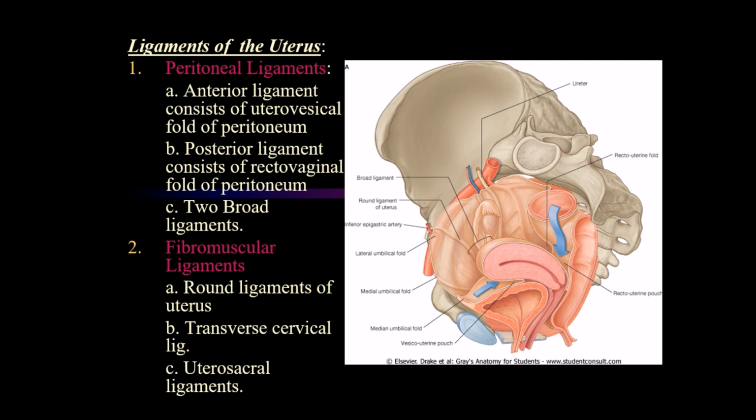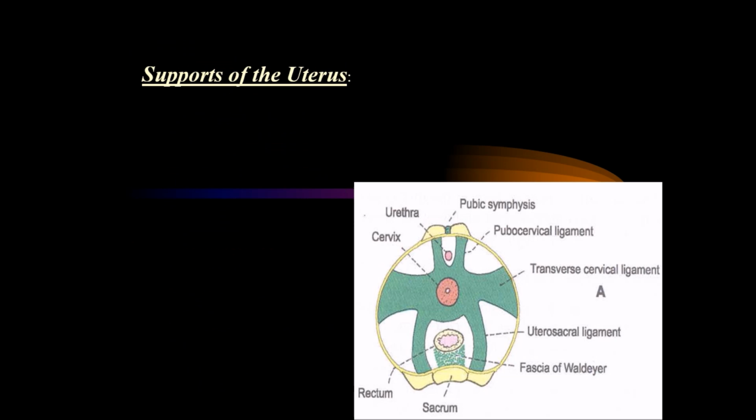So there are two types of ligaments, peritoneal ligaments as well as fibromuscular ligaments. Among these, the ligaments will be helping in the position of the uterus. Later we'll come to know why the support of the uterus is very important. So all these ligaments will act as supports of the uterus, but they are divided into two types. One is the primary supports and the other is secondary supports. Primary supports will be muscular in nature as well as fibromuscular in nature.